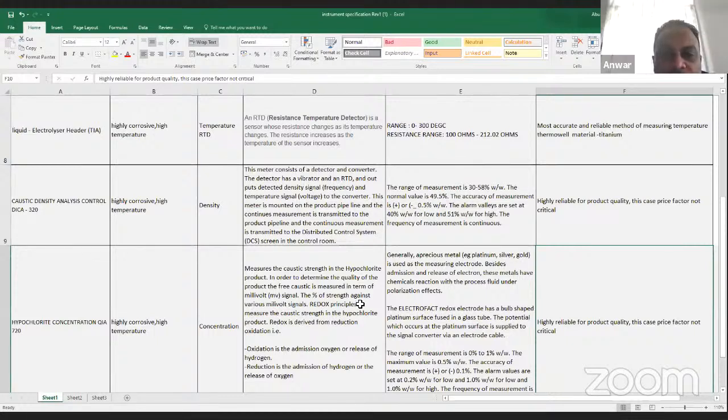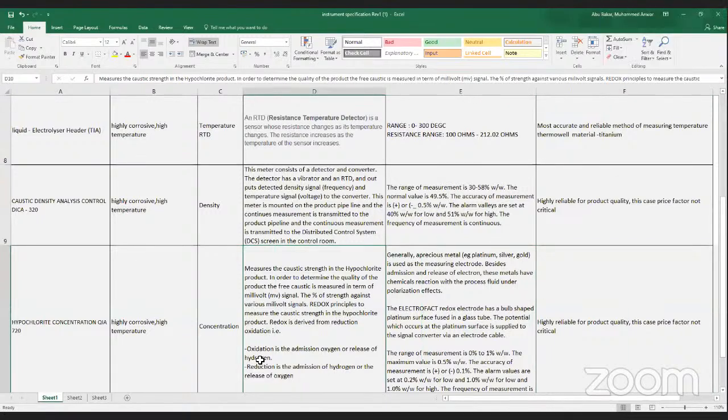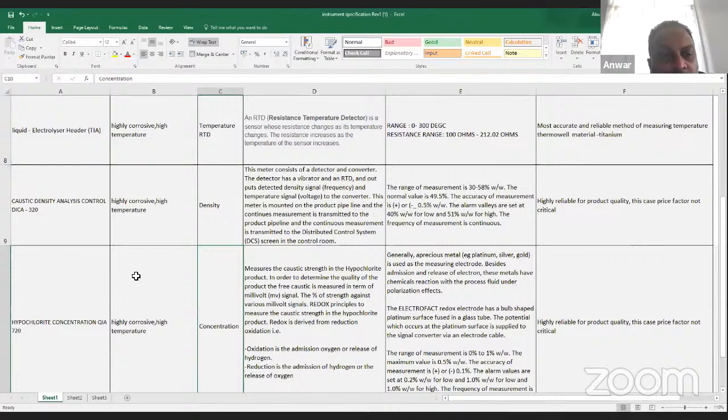Okay, so I will continue. The last but not least, the sodium hypochlorite.